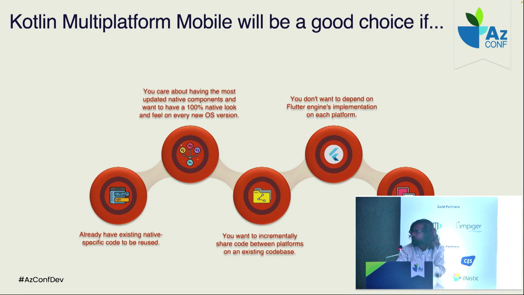And one more thing, Kotlin claims coroutines, right? One coroutine is equal to 100 threads. That's a claim from Kotlin. So if it comes to multi-threaded application development, then KMM is a very good choice.